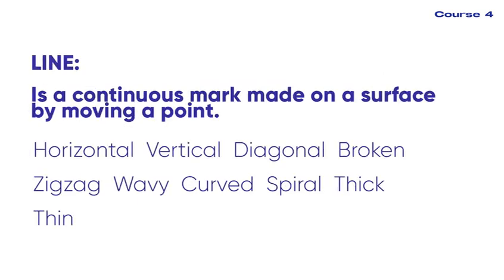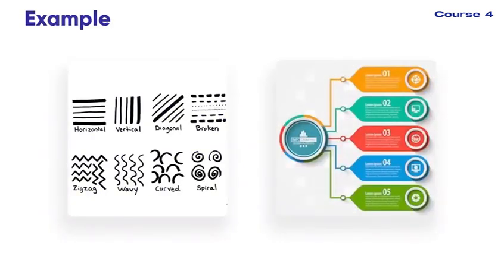So line is a continuous mark made on a surface by moving a point. A line can be horizontal, it can be vertical, it can be diagonal, it can be broken, it can be zigzag, it can be wavy, it can be curved, it can be spiral, it can be thick, and it can be thin. So here is an example of how a line looks like.